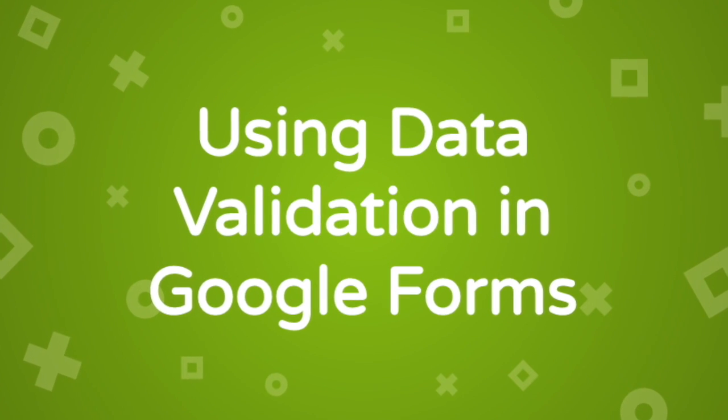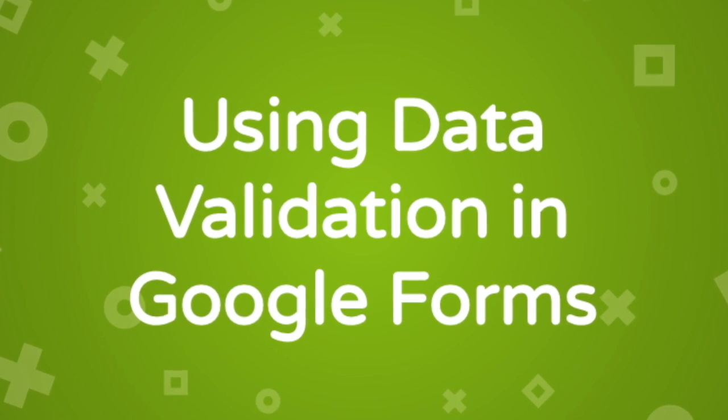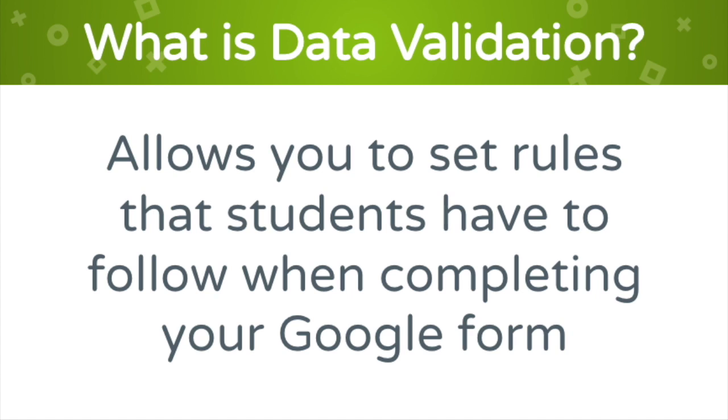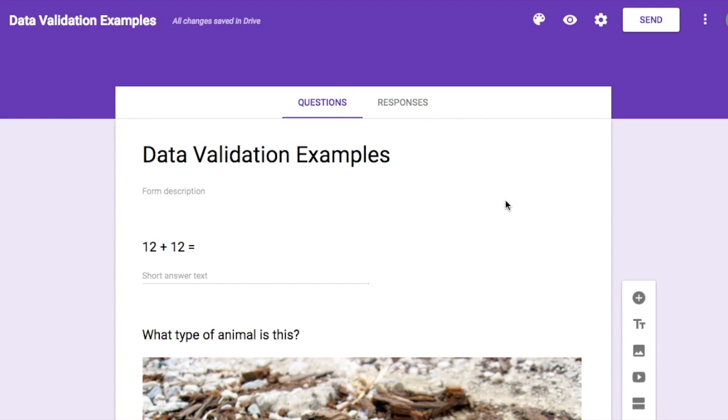So let's take a look at using data validation in Google Forms. Data validation is a feature in Google Forms that allows you to set up rules on each of your questions, so it'll prompt students with either hints to the correct answer or information about what type of answer you're looking for in that question. So let's take a look at this Google form I have set up.